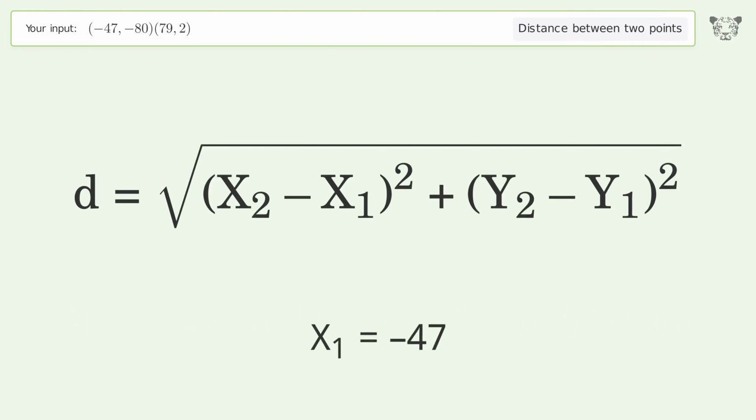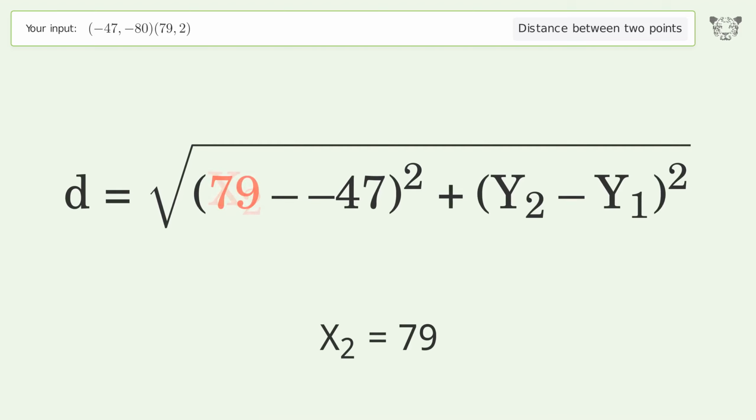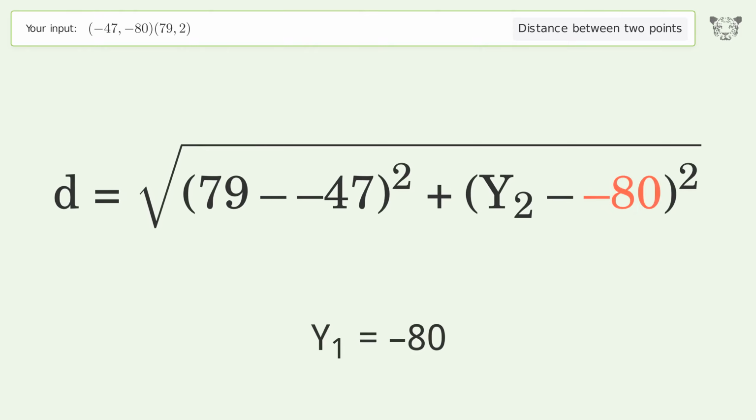x1 equals -47. x2 equals 79. y1 equals -80. y2 equals 2.